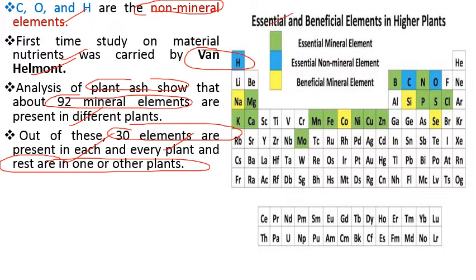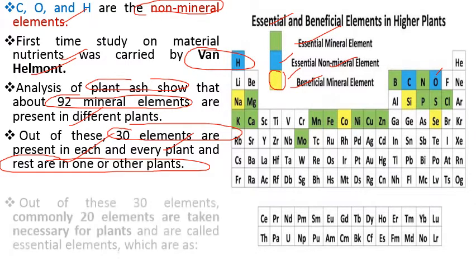So this table shows the essential and beneficial elements in higher plants. First, the green color box represents the essential mineral elements, then this blue color box represents the essential non-mineral elements, which are basically hydrogen, carbon, and oxygen, then the beneficial mineral elements, which are represented by this yellow color box. So this shows the classification of these essential elements which are required by higher plants.